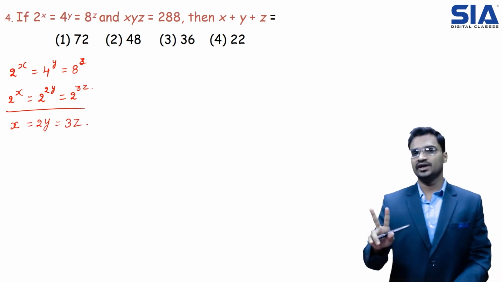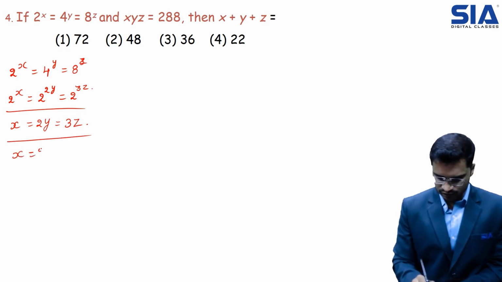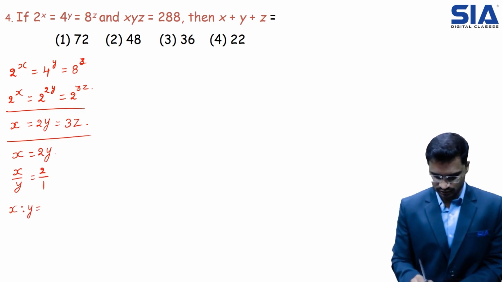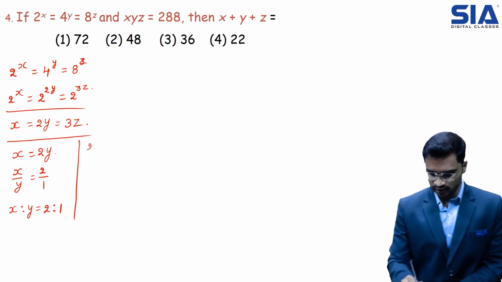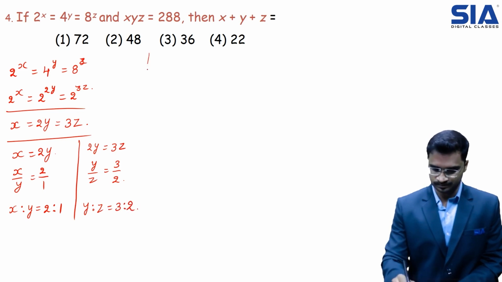Now let us equate two values. If x is equal to 2y, then I am getting a value of x upon y is equal to 2 upon 1. So x ratio y is equal to 2 ratio 1. Now equating 2y is equal to 3z, y upon z is equal to 3 upon 2. Then y ratio z is equal to 3 ratio 2.